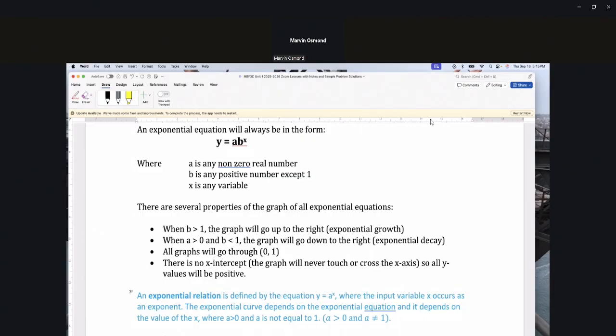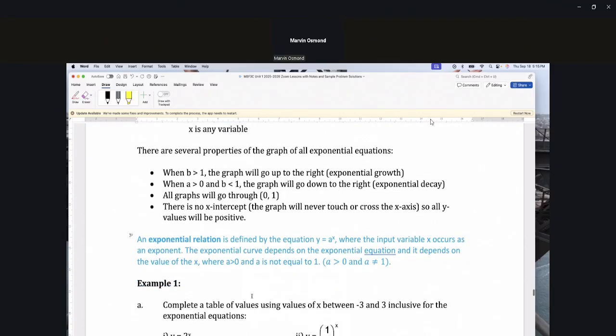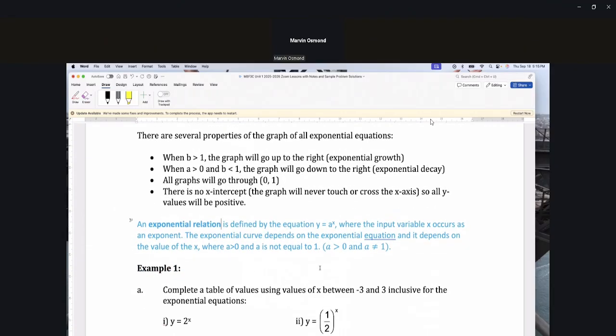An exponential relation is defined by the equation y equals a to the power x. In other words, there has to be an x in the exponent, where the input variable x occurs as an exponent. Don't forget, we call x the independent variable. That's the variable that we get to choose when we want to do the graph. We pick the values of x, then we solve for y, and then we plot that point on a graph. The exponential curve depends on the exponential equation, and it depends on the value of x.